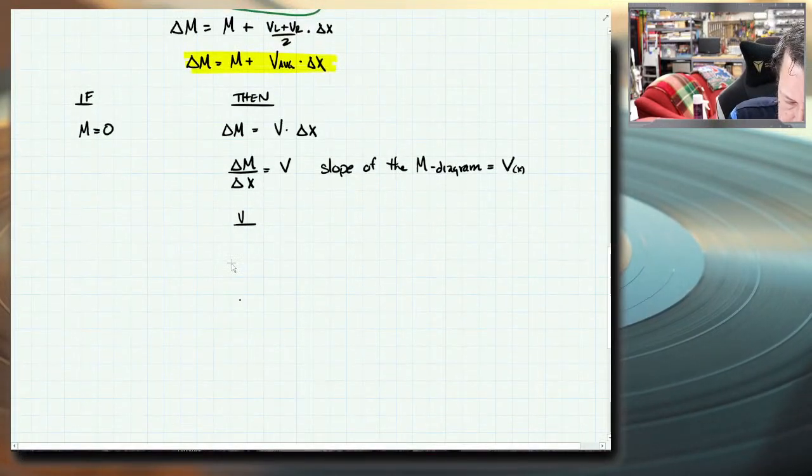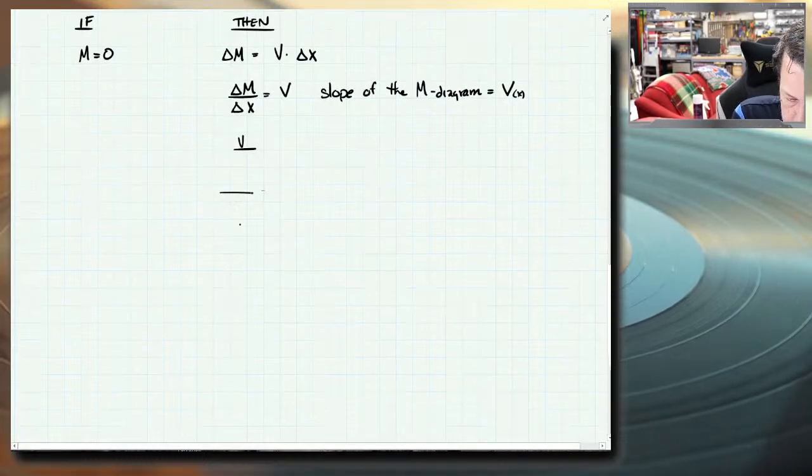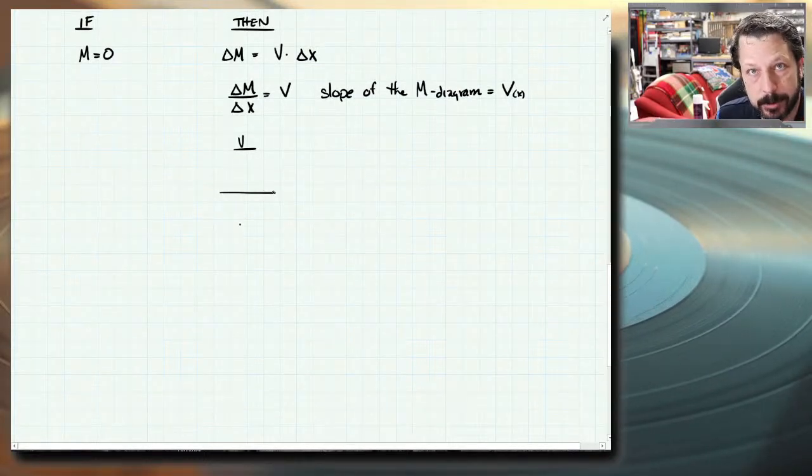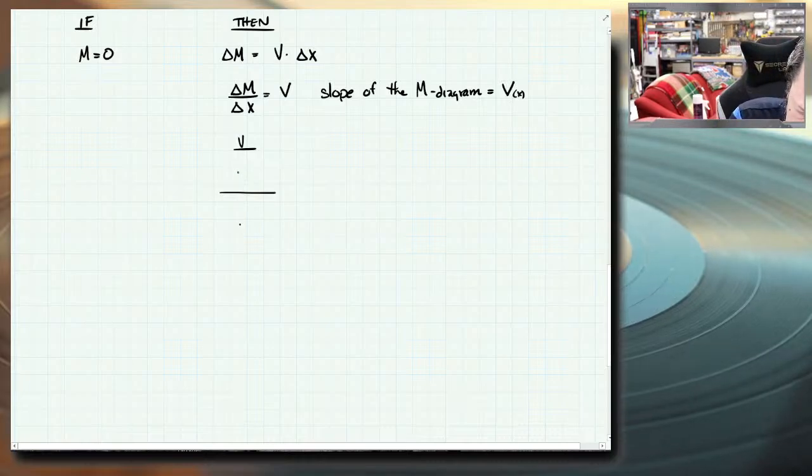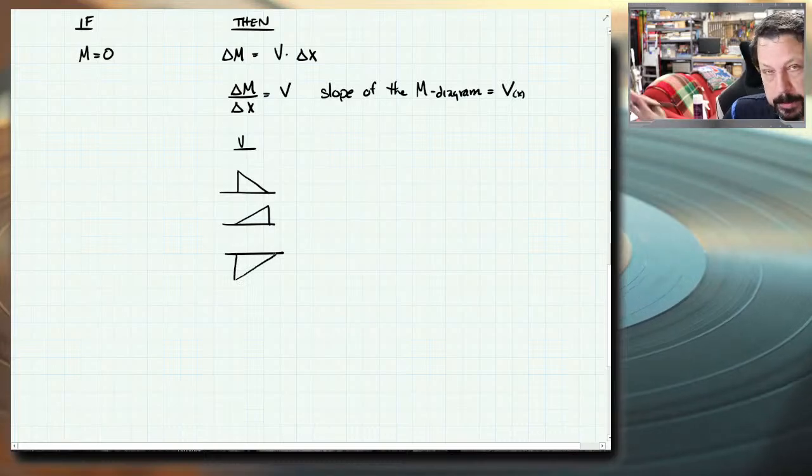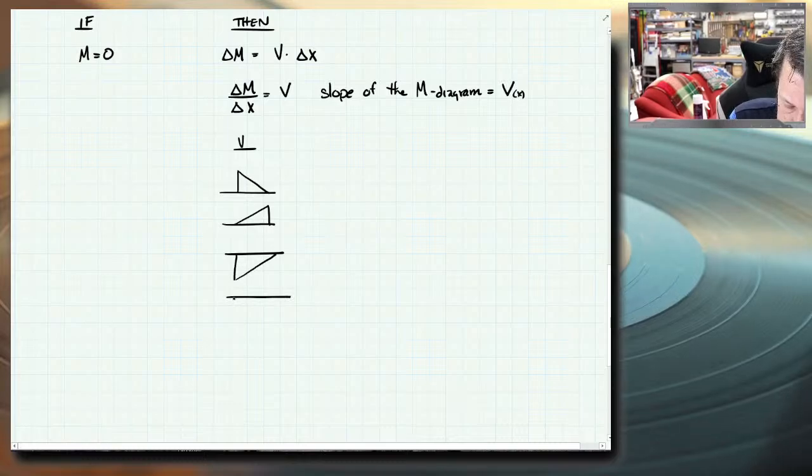There's 4 different things that could be going on. This line will be the shear equals 0 baseline. So I could have a shear that's positive, but it is approaching 0. I could have a shear that's positive and getting more positive. I could have a shear that is negative and approaching 0 as we move to the right. And then I could have one that starts at 0 and as we move to the right gets more and more negative.